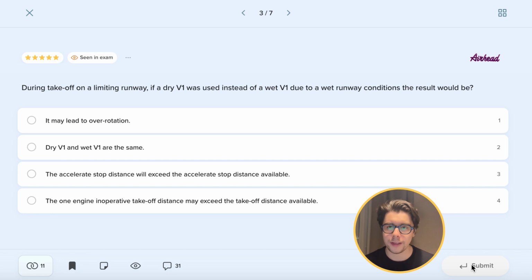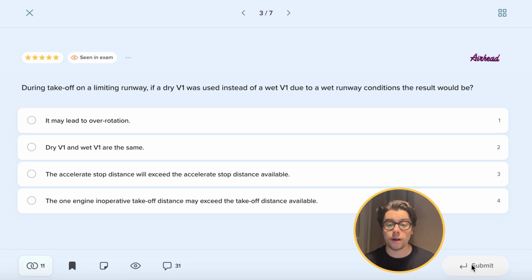One, of course, that in case you abort before that speed, you can safely stop on the runway. And also it ensures that you are able to reach the screen height at your V2 speed, which is at 35 feet, in case one of your engines fails. So these are the two key things, and these essentially ensure that before that speed you can safely stop, and after that speed you can safely continue and get the aircraft airborne and take the problem into the air.